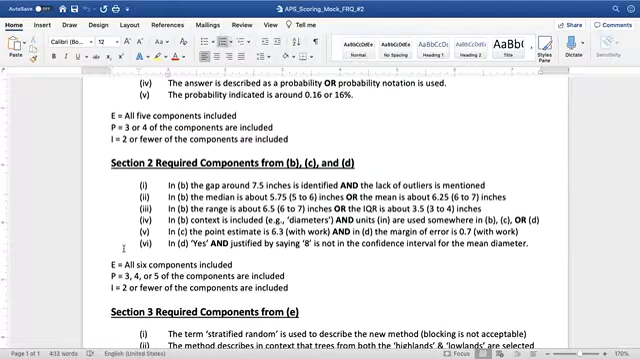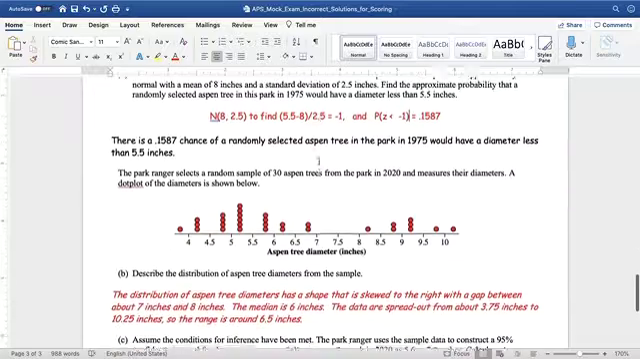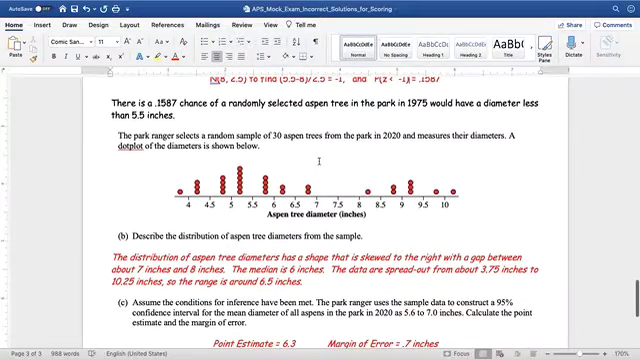So section number 2 has 6 components. So the first 4 components are all from part B. So we should look at that pretty carefully. Here's part B. So part B is a classic. Describe this distribution. And in this context, it's aspen tree diameters from this sample. So you should describe the shape. You should describe the center. You should describe the spread.